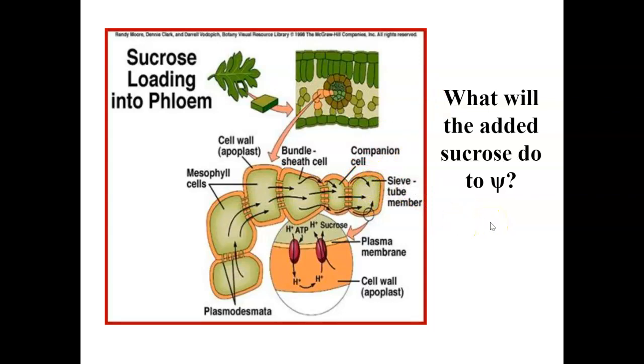Okay, hopefully you said that once the sucrose has been loaded into the phloem cells, that additional solute that's been added in is going to lower the total water potential inside the phloem cells. This is going to be important when we move our sucrose from source to sink.